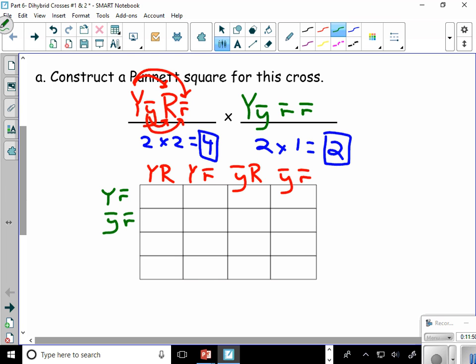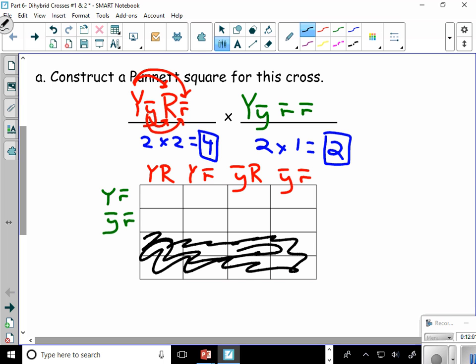All right. Now, I don't need these boxes down here, right? So I can just cross those out because I'm not going to use these boxes. When I go through and make my cross, capital Y, capital Y, capital R, lowercase r. Capital Y, lowercase y, capital R, lowercase r.